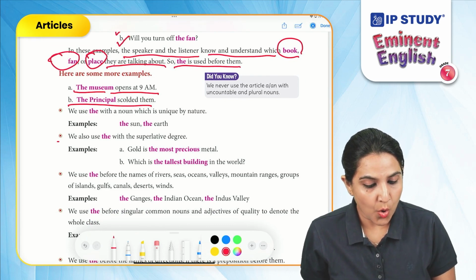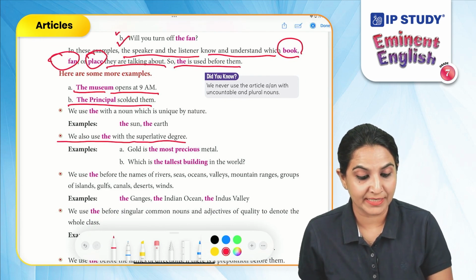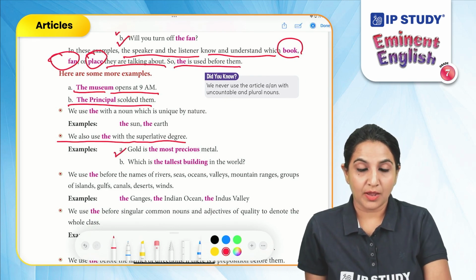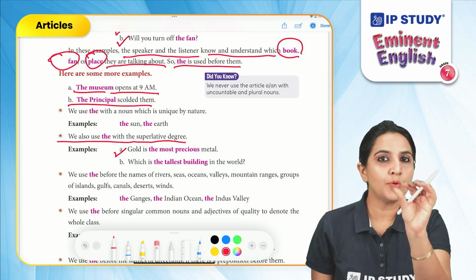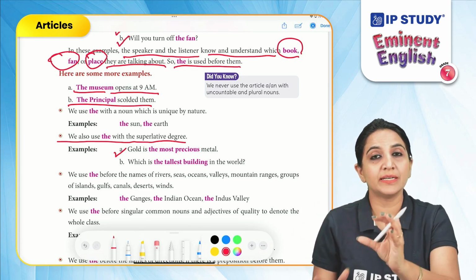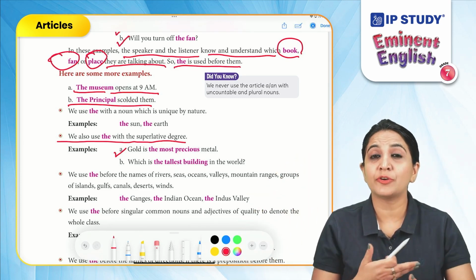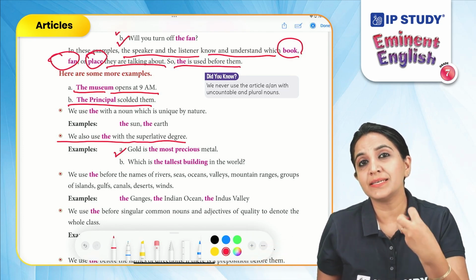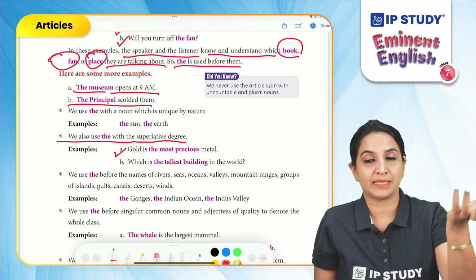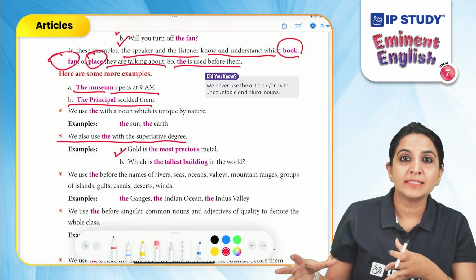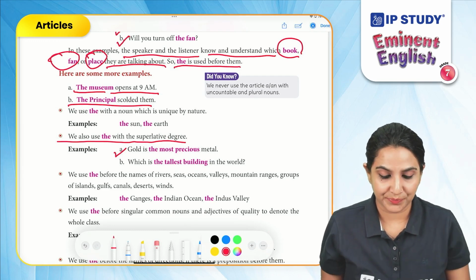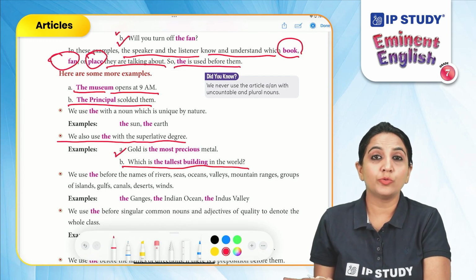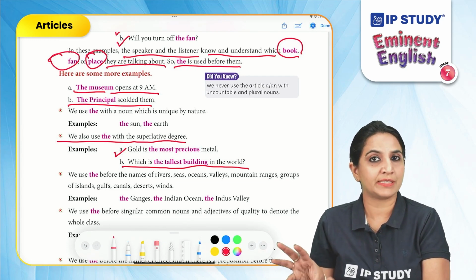We also use the with superlative degrees. For example, gold is the most precious metal. Now here it is a superlative degree. That means you're comparing gold with other metals and you're making a point that gold is the most precious metal. Hence, with superlative degrees, you can use article the. Which is the tallest building in the world? Here, you are using the with superlative degrees.